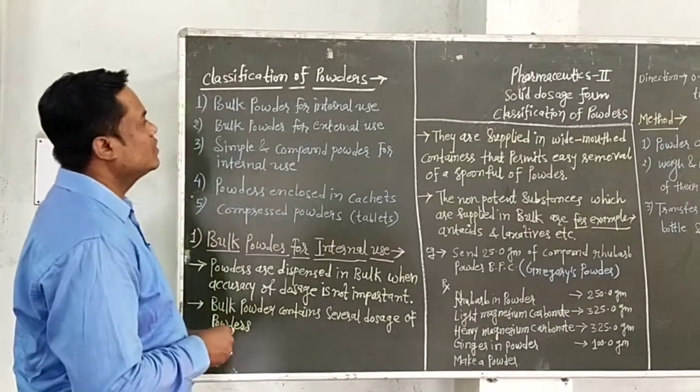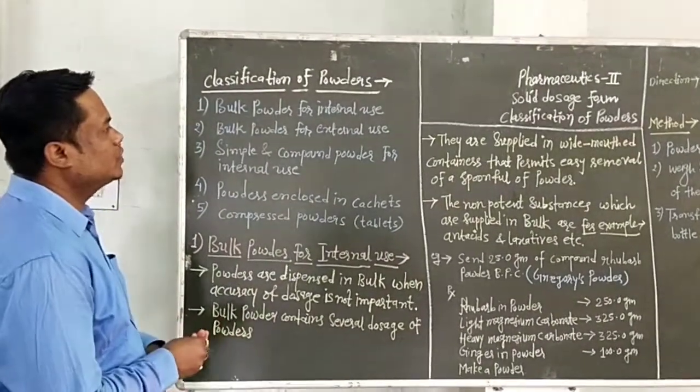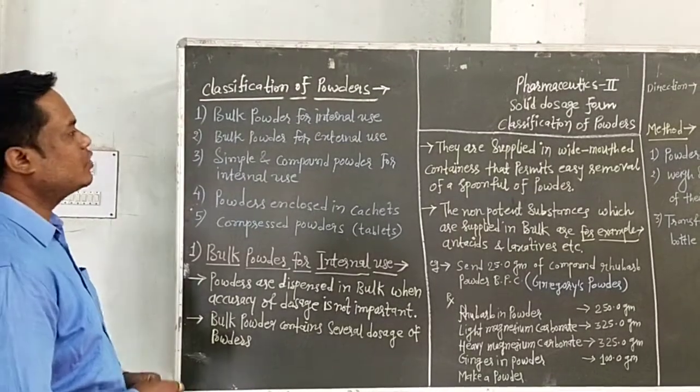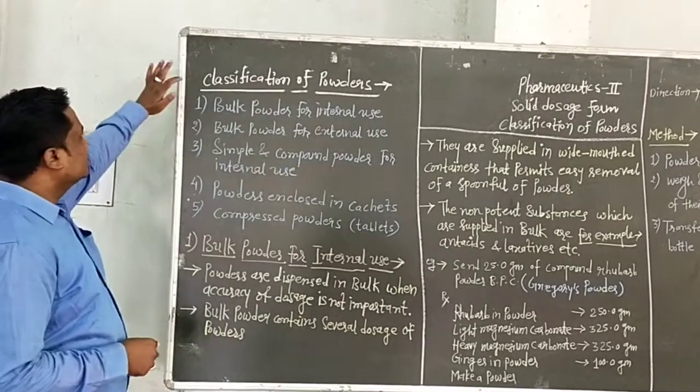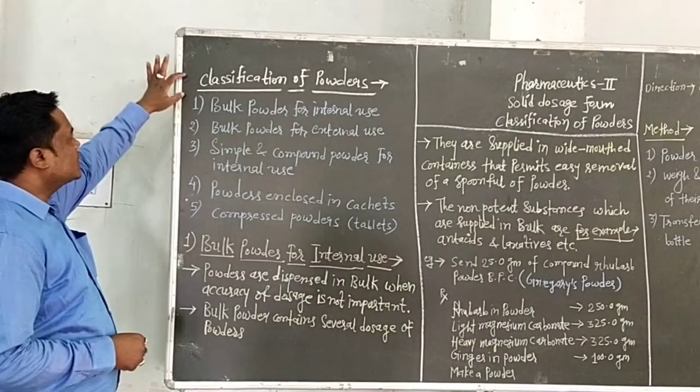Today's subject is Pharmaceutics 2, and chapter 4 is solid dosage form. You have to see the classification of powders. These are the types of classification of powders.